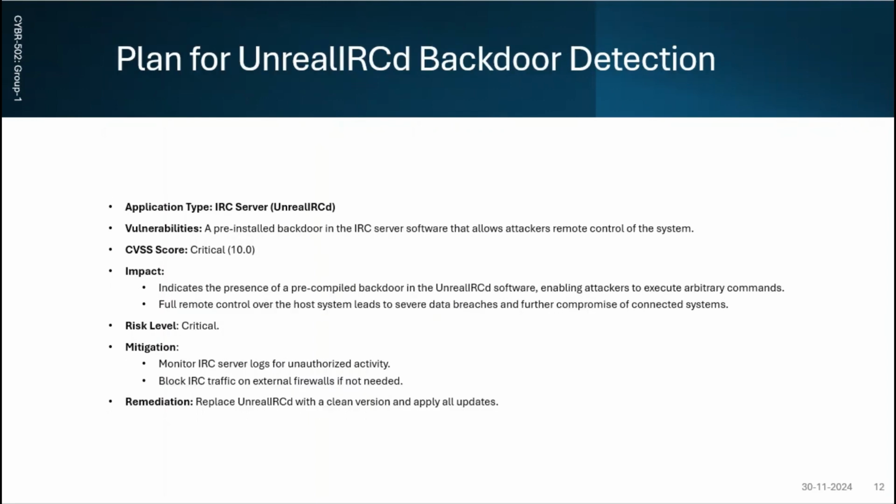This slide shows the plan for UnrealIRCd backdoor detection, which highlights a pre-installed backdoor in UnrealIRCd leading to full remote control by attackers. It suggests monitoring logs, blocking unnecessary traffic, and reinstalling clean software versions. Here you can see the CVSS score is critical, which is 10.0. Risk level is also critical.